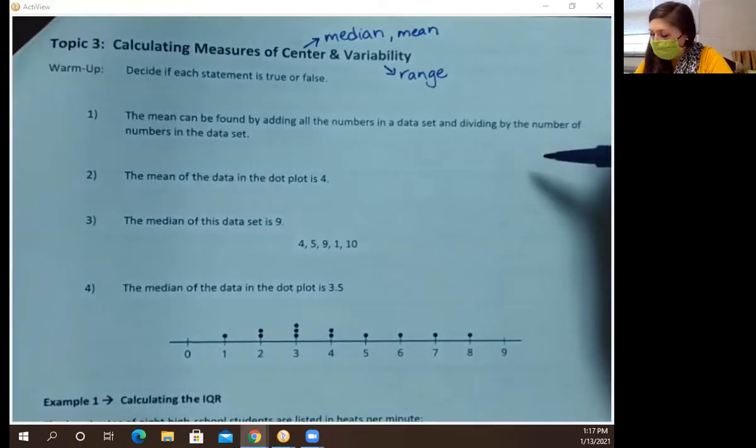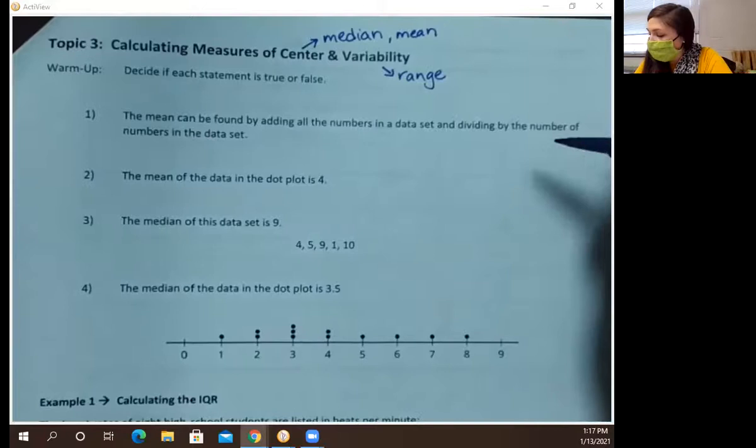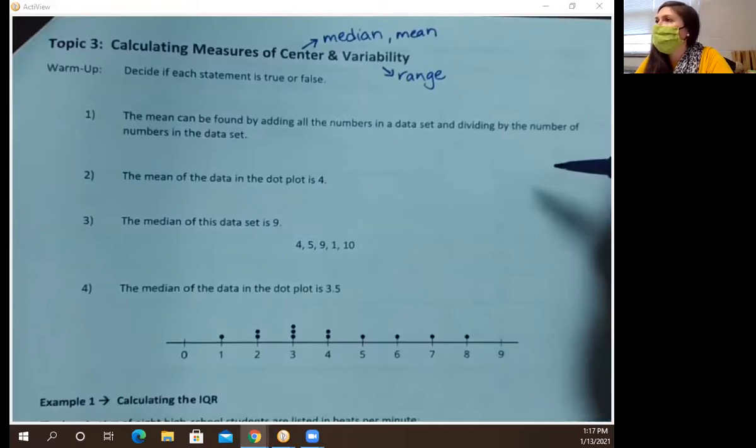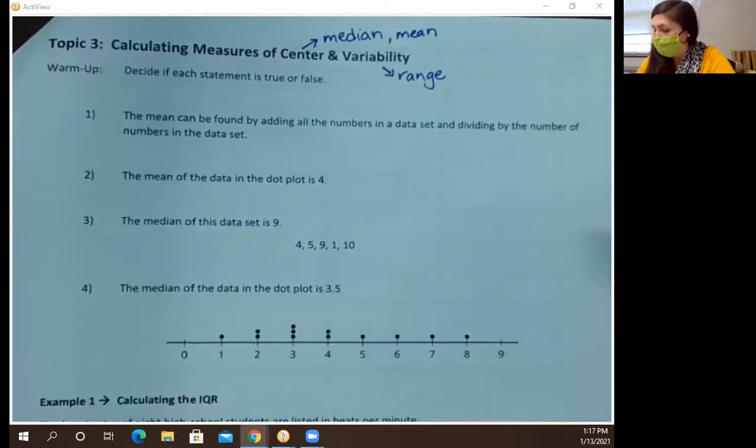Our first question here asks us basically how we find the mean of a set of values. So this says the mean can be found by adding all the numbers in a data set and dividing by the number of numbers in the data set. True or false? When I find the mean, I add up all the numbers and then divide by how many numbers I had. Yeah, that's true.